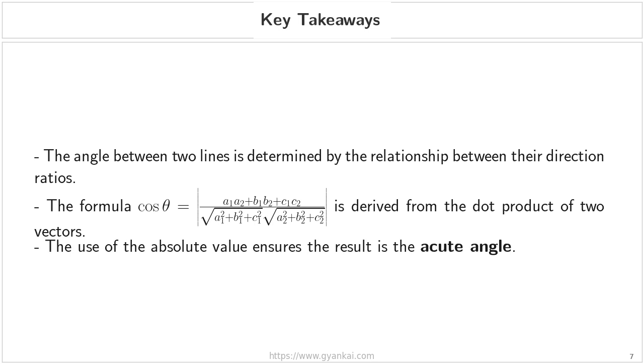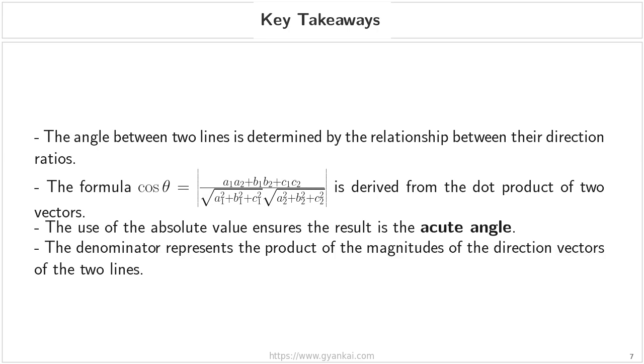Third, a very important point to remember, and something we highlighted in our common mistakes slide, is the use of the absolute value bars. We use the absolute value to ensure that the resulting cosine value is non-negative, which guarantees that the angle theta we calculate is the acute angle, rather than the obtuse one. Finally, let's look at the structure of that formula one more time. The denominator is not just a random set of numbers. It represents the product of the magnitudes of the direction vectors of the two lines.